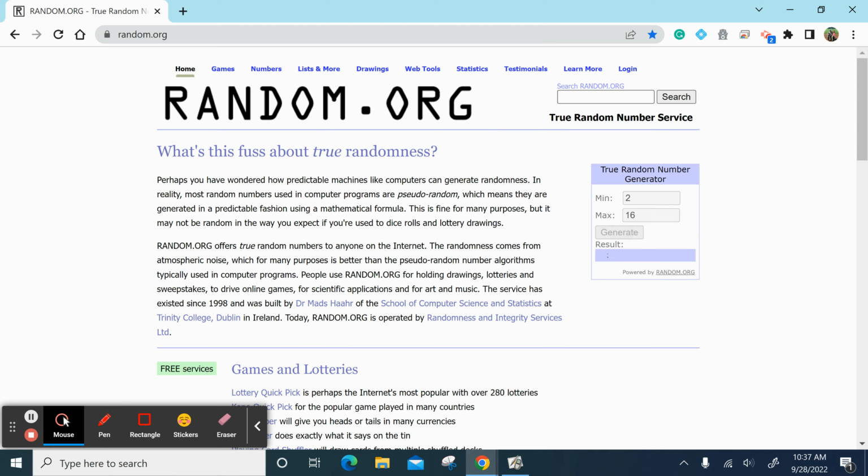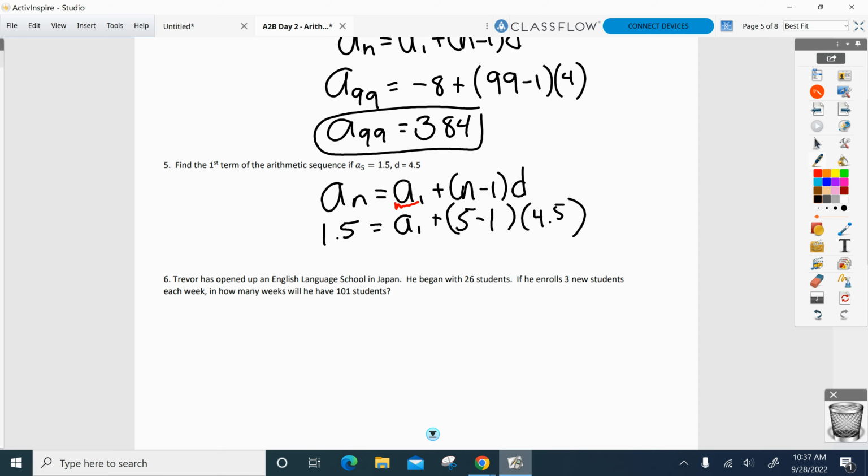When you find the first term, let me know. Good work. And again, say you get stuck, desperation mode, and you don't want to use the formula. 1.5 is the 5th term. You know you add 4.5 every time. How do I go backwards? Subtract 4.5 every time. You could have done that until you get to the first term. Your call.